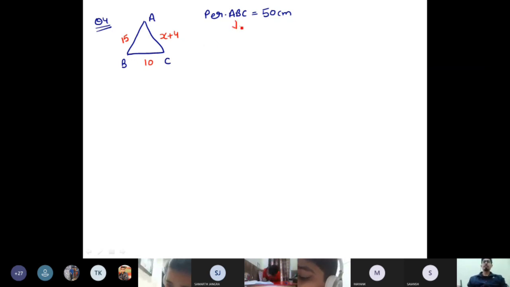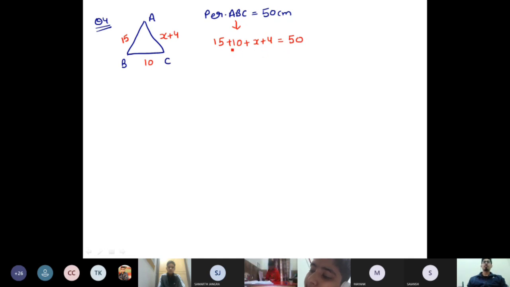Students, can we find out the perimeter by ourselves? How can we find the perimeter? It will be the sum of the boundaries. So it will be 15 plus 10 plus x plus 4, which equals 50 centimeter. If I add them, it will be 29 plus x equals 50.